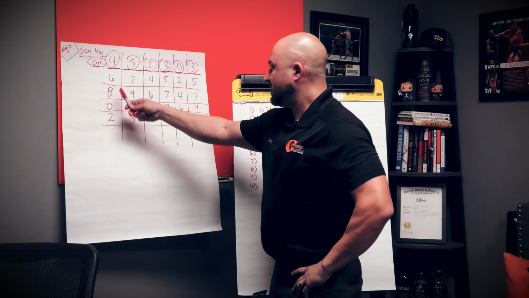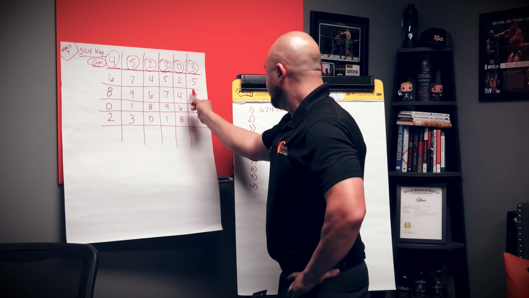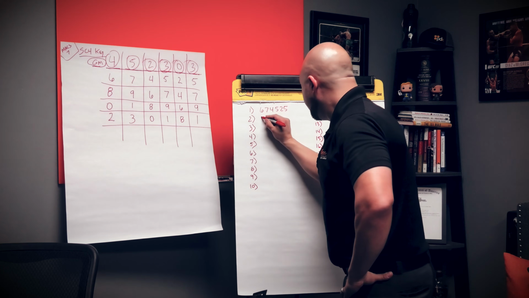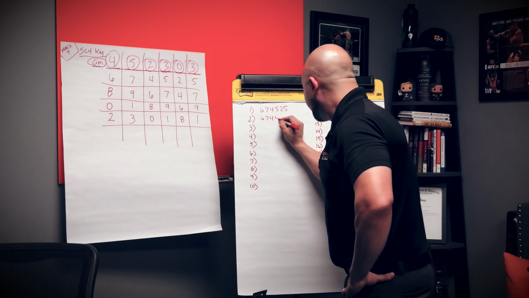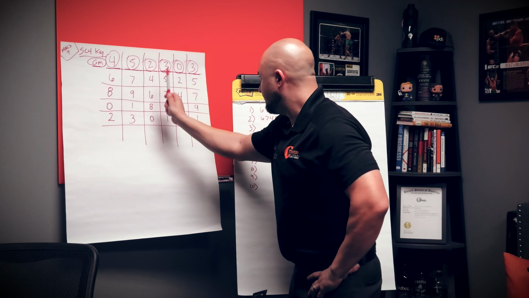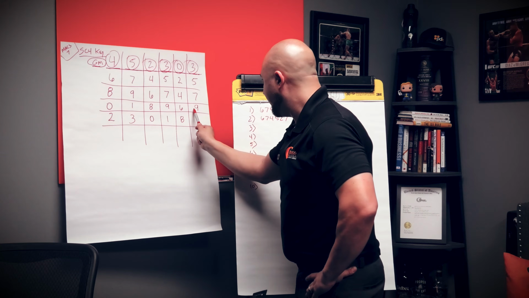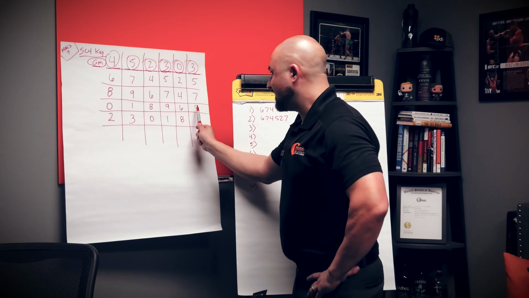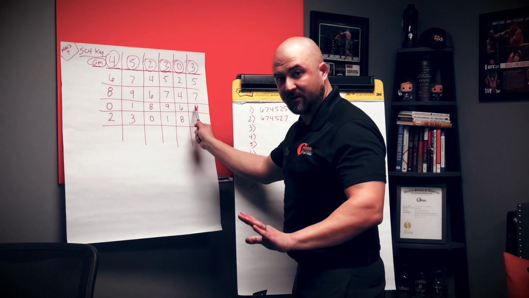So, what's the next one? Well, 6, 7, 4, 5, 2, 7. What's the next one? 6, 7, 4, 5, 2, 9. Pay attention, don't forget about our max adjacents. Going from a 2 to a 9 is 7, so we're still good.